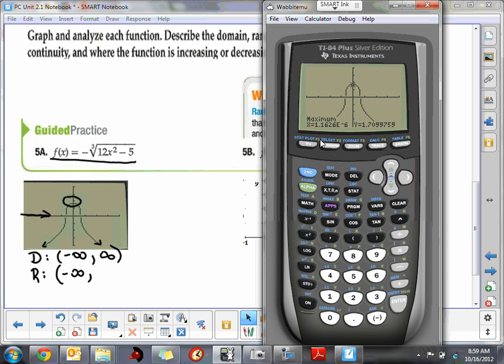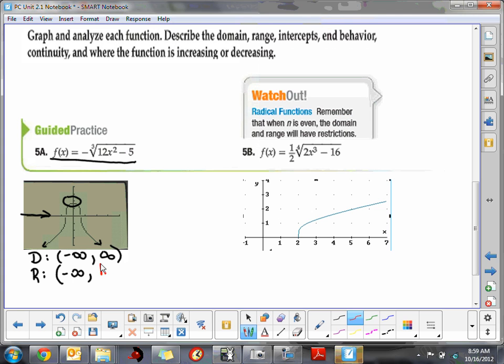Okay, don't worry if you get a statement like this, 1.1626 e to the negative 6, that means it's 0. When x is 0, our y value is approximately 1.71, so we'll round it to the hundredths place, so it's approximately 1.71. And then that's going to be inclusive, so put a square bracket on that. So we got our range.